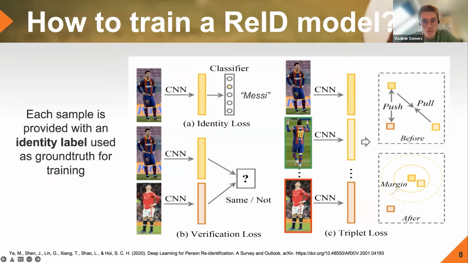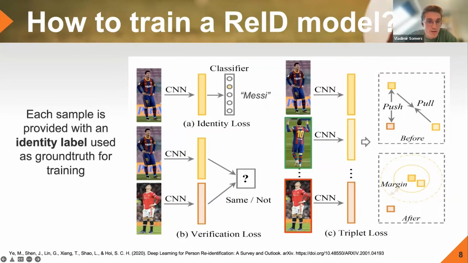Now, how do you train a ReID model? In the past few years, researchers have been experimenting with several training strategies for ReID, and some of the most used ones are represented right here. For example, on the top left, you have the identity loss using a classifier and a cross-entropy loss.